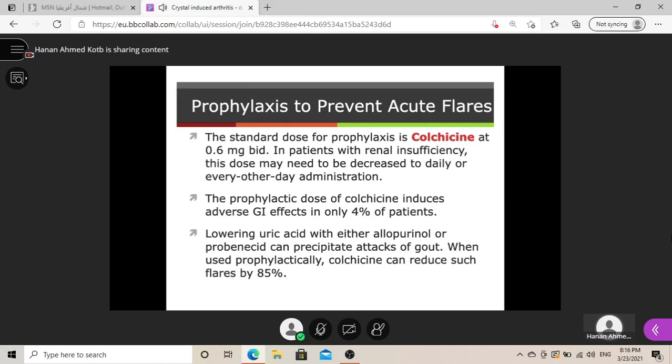Lowering uric acid with either allopurinol or probenecid can precipitate attacks of gout, because to reduce the serum uric acid, they mobilize it from the stores, so it goes into the serum and I get hyperuricemia. Remember I told you these are all urate lowering agents, yet they are causes of hyperuricemia at times. So when I start treatment with a urate lowering agent, I should use colchicine prophylactically. Colchicine, when used prophylactically in the initiation of treatment with urate-lowering agents, can reduce such flares by 85%. So colchicine has a very important role in prophylaxis of acute flares and in the initiation of therapy with urate-lowering agents.